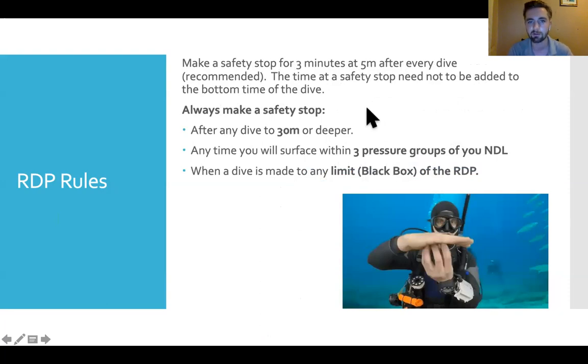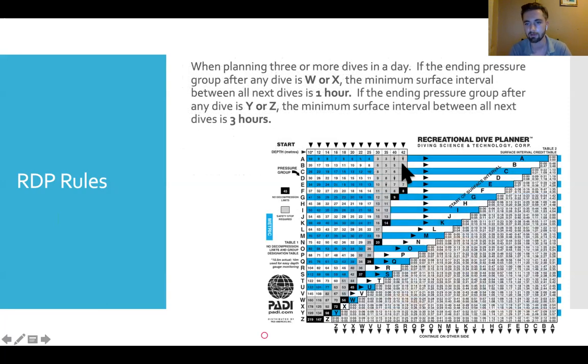This is the recommendation. We must make a safety stop anytime we go 30 meters or deeper, if we are 3 pressure groups from our NDL, or if we are at the limit. So if we go back for a second, anything gray or black is a mandatory safety stop.